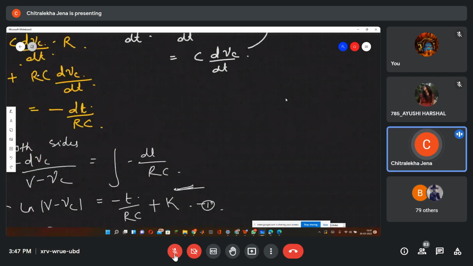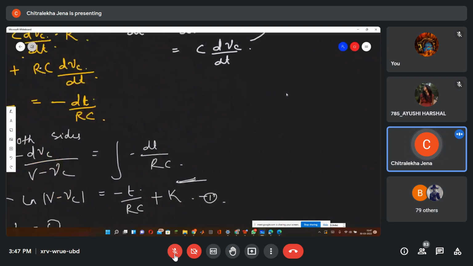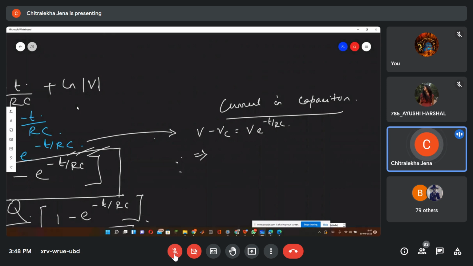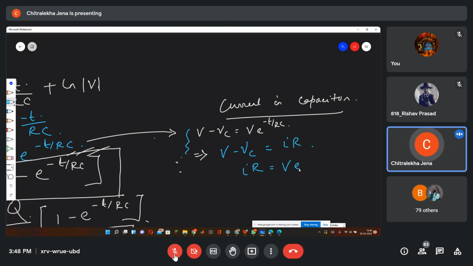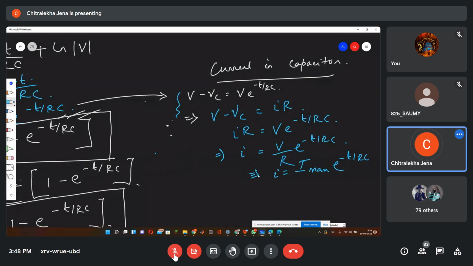So now here I will write down two equations. One is, for the current in the capacitor, V minus Vc is equal to V to the power minus T by Rc. Another equation, what was the equation? V minus Vc equal to IR. From this, I is equal to V by R e to the power minus T by Rc. What is V by R? It is the maximum current. Yes or no? So I equals maximum current into e to the power minus T by Rc. This is the current in the capacitor.